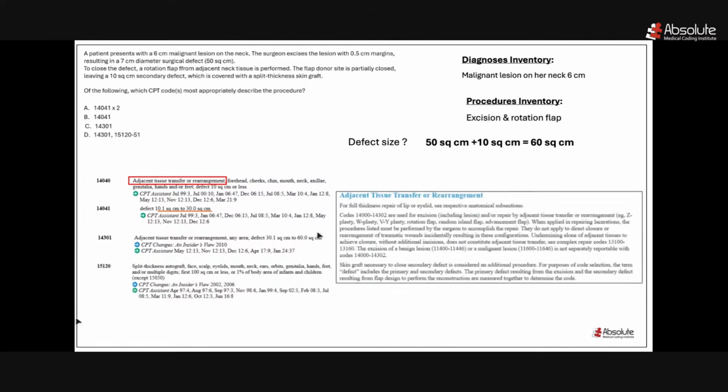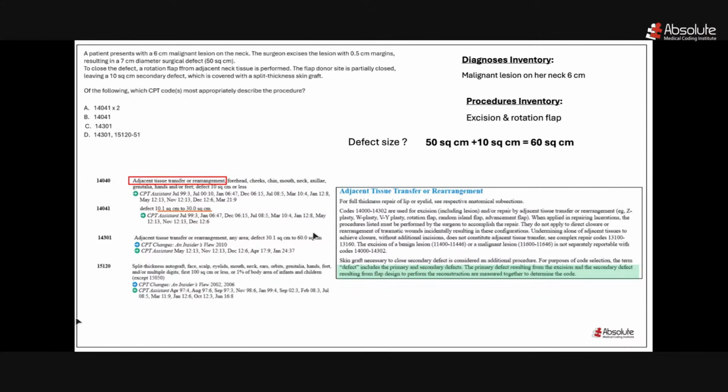You know why? Yes, it's because of the guidelines. The guidelines state that for the purpose of code selection, the term defect includes the primary and the secondary defect. And what is a primary defect? The primary defect is the defect that is resulting from the excision, right? And the secondary defect is the one which is resulting from the flap designed to perform the reconstruction, and these are measured together to determine the code. Yes, I can see a lot of people saying yes, it's 60 square centimeter.